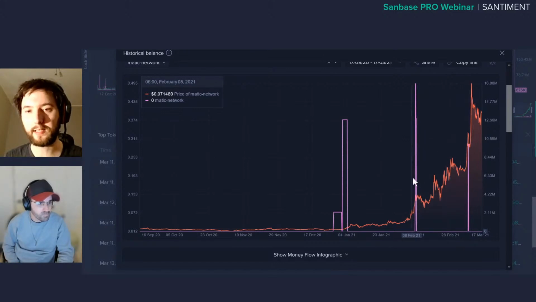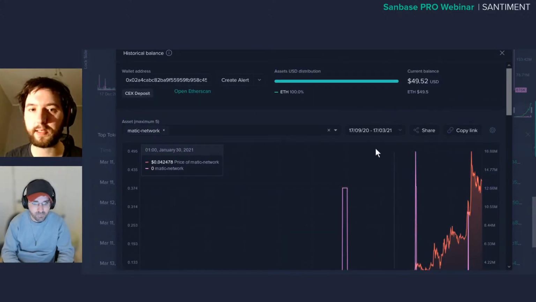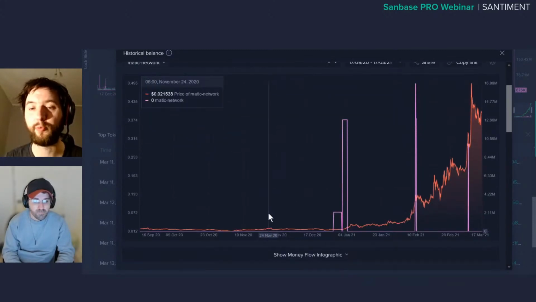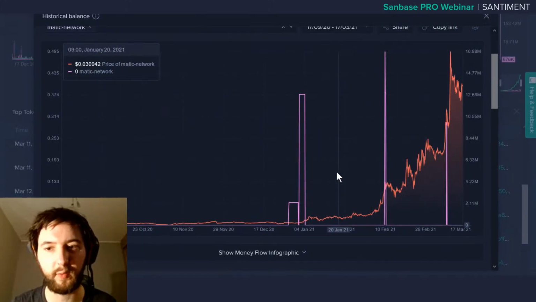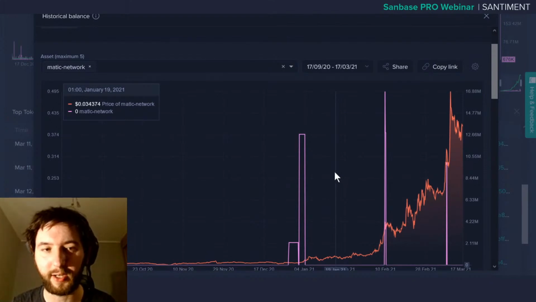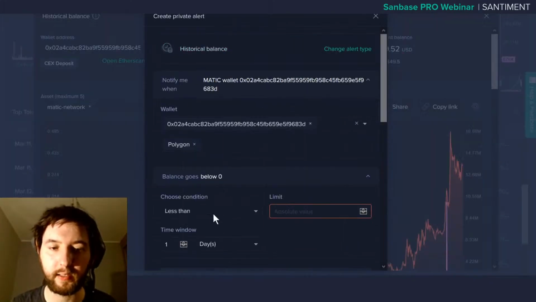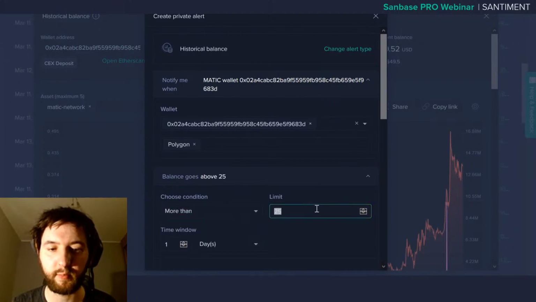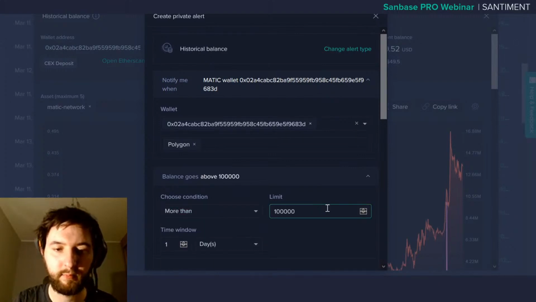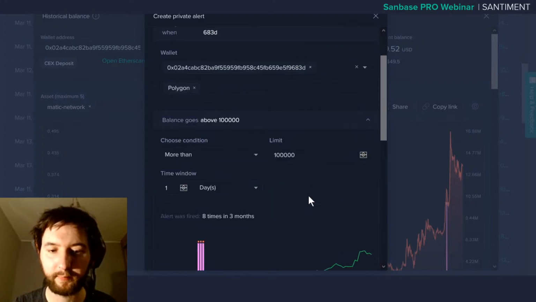So in this case, if I think, all right, this is a deposit address that I might want to keep an eye on, so the next time that somebody is moving a bunch of coins to it, I want to know. And it doesn't seem like they are moving a whole lot of coins otherwise, only when they're looking to dump an extensive amount of coins. So I might want to create an alert saying something like, let me know when the balance of this address grows more than 100,000 Matic, right?